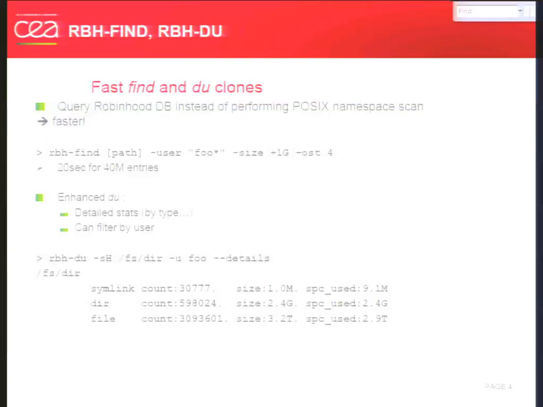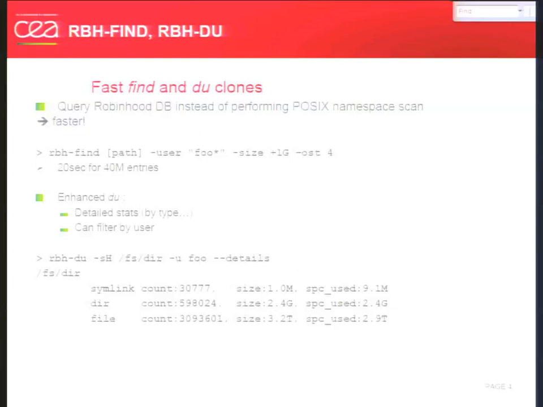In the latest ROBINHOOD version 2.4, we added two clones of very common Unix commands, which are find and du. Using RBH find, you can query the database and do like any find. The syntax is really the same, and it's much faster than doing a find or LFS find. And you can do this as many times as you want. Here it was 20 seconds for 40 million files, so this is quite good.